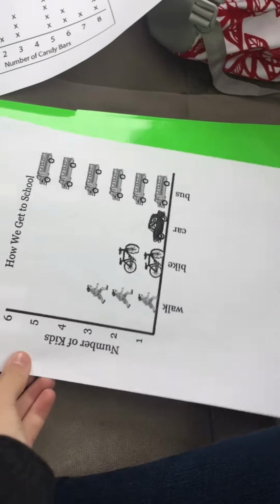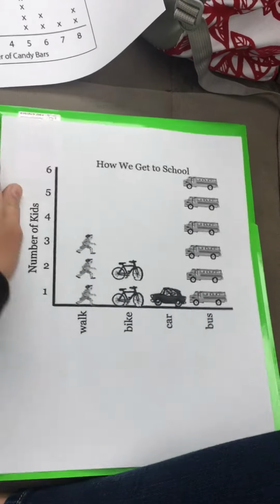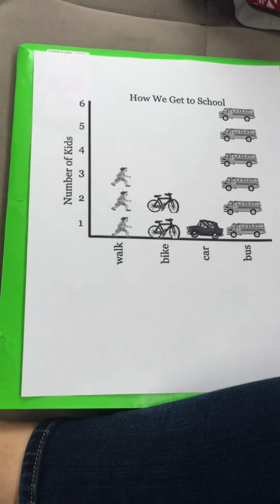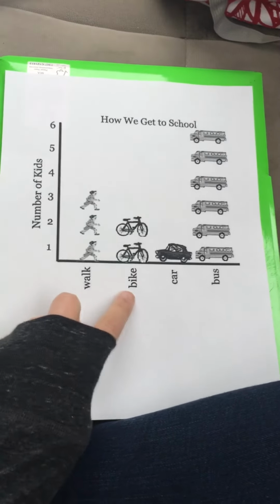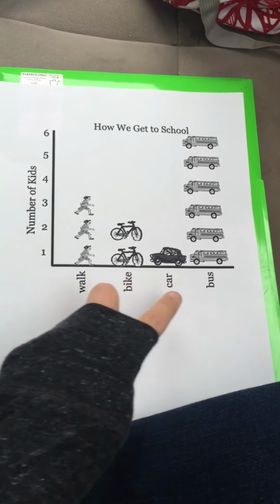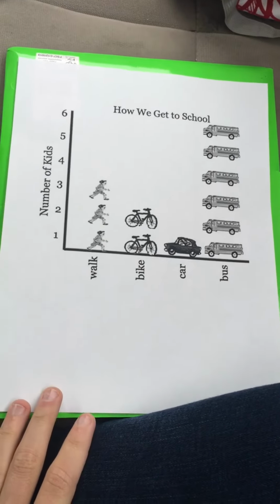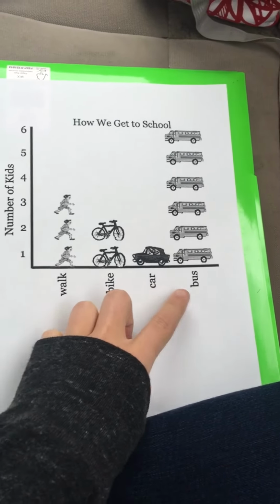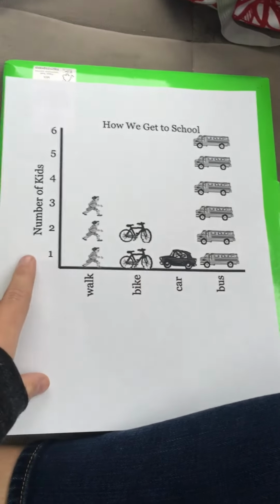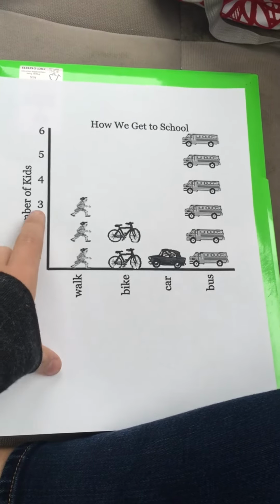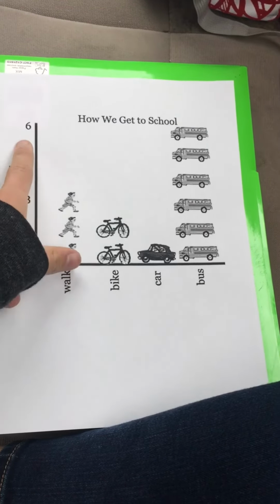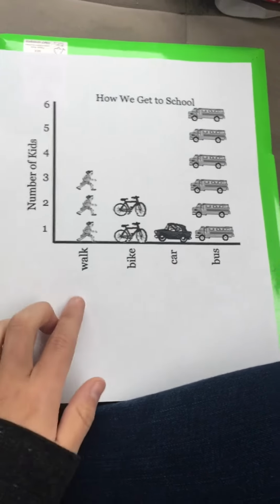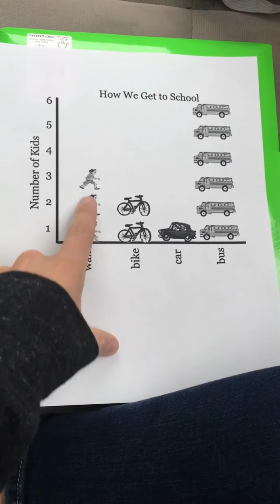Our next graph we're going to talk about is a picture graph. And again, on the bottom we mark what we are being surveyed, and so this one asks how we get to school. So they ask, do you walk, do you bike, do you take a car, or do you take a bus? And on the left hand side it's the amount of kids that were surveyed. And each time that one person does something, you can just draw a quick little picture to represent it.